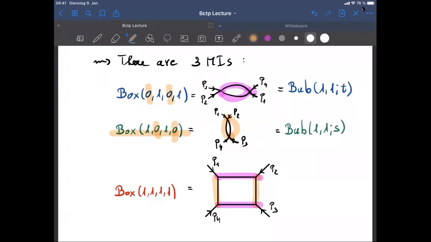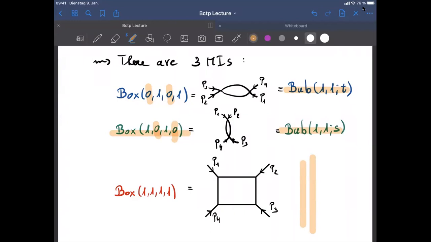Okay, so it depends on which propagators I remove. Because if I put an exponent to 0, the propagator is not there. So it's like pinching the edge. And those are bubble integrals, precisely the bubble integrals that we've discussed already. So in some sense, the only integral that I get is this one here.